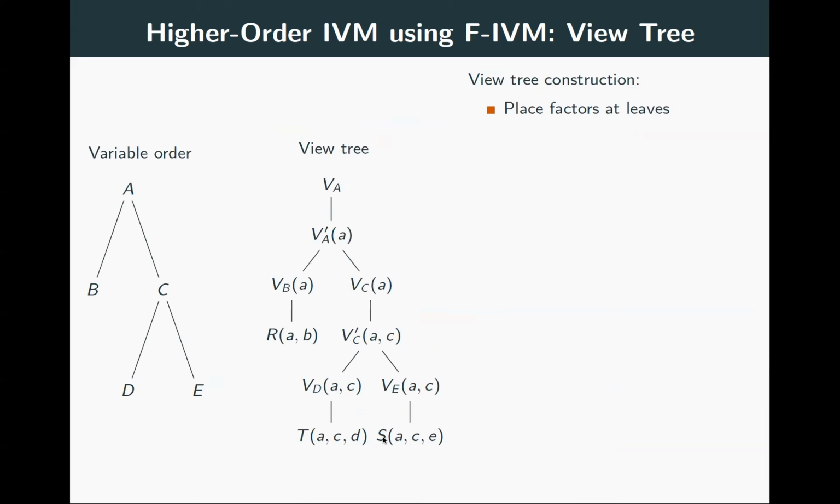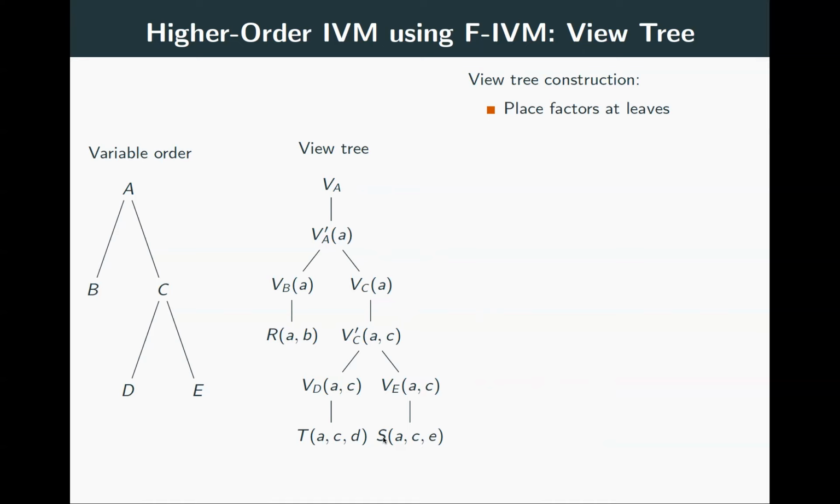And now let's see how we can construct a view tree from it. So this is the variable order I just showed you before. This is the view tree, and then we will look at it step by step. First of all, at the end of AB, we'll put a factor R, which talks about A's and B's. At ACD, we put a factor S, which talks about these variables. And at ACE, we put a factor T, which talks about these variables. So these are the factors we have in there. Now, as you can see, this view tree follows the structure of this. There are the same branches we have there.